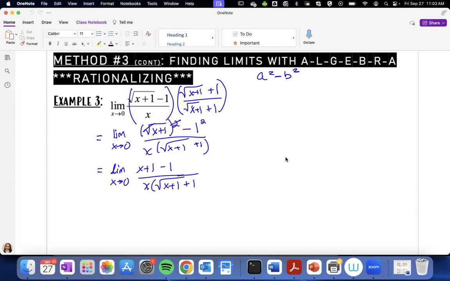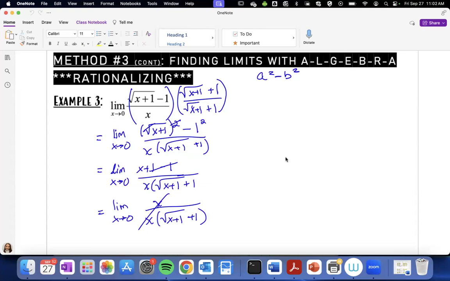Can I cancel my ones in the numerator? Yeah, get rid of that. The limit as x approaches 0. You've got to keep writing that, of x over... Hey, can I cancel my x's? Yes, I can. So I'm going to cancel those.